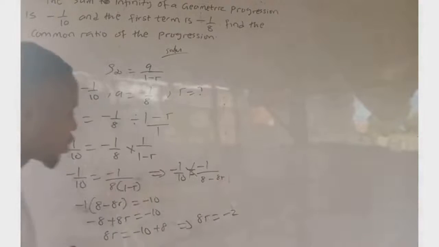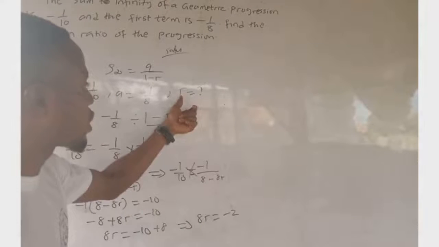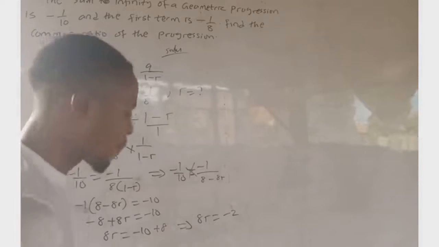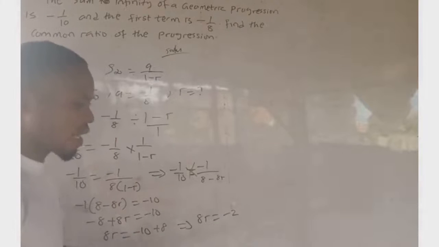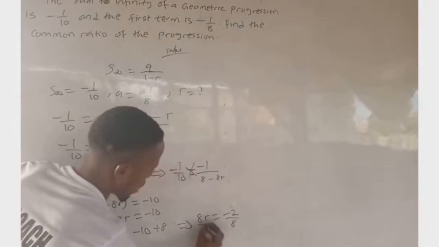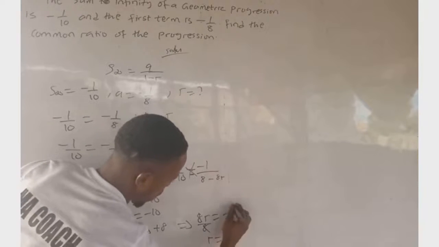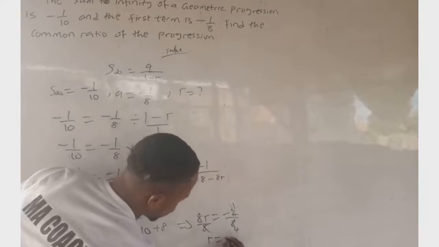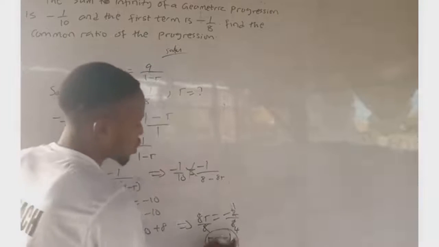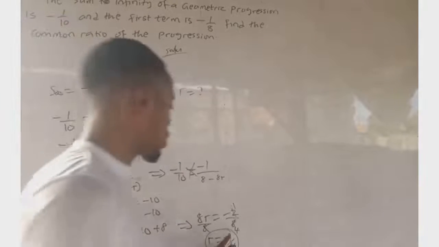To make r the subject of the formula, because we are looking for the common ratio, we divide both sides by the coefficient of r, which is 8. Dividing both sides by 8, the 8 cancels on the left. We have r equal to minus 2 over 8, which reduces to minus 1 over 4. So our common ratio for this question is equal to minus 1 over 4.